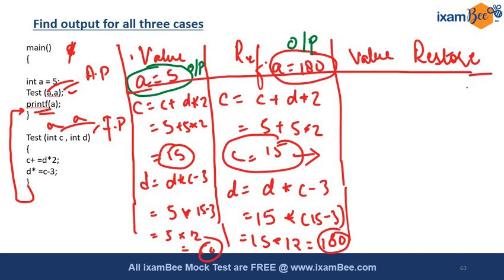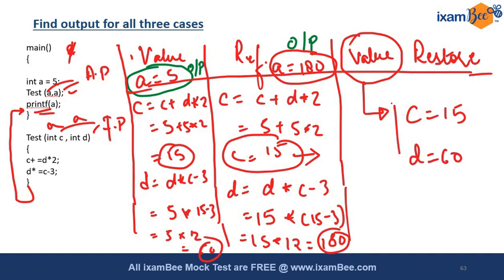Then let's focus on the value restore. I'm not going to do the calculation again and again. We are doing the pass by value. So when we are doing the pass by value, we are getting c equal to 15 and d equal to 60, as we discussed in call by value. So here in call by restore, what will happen?